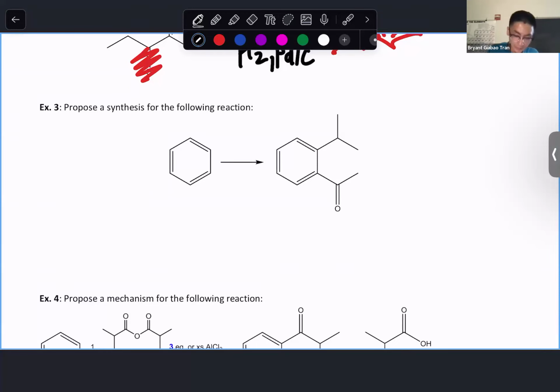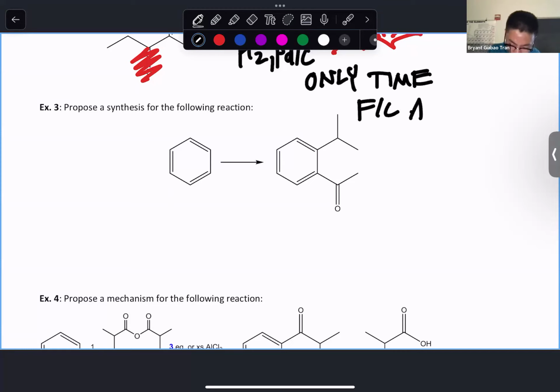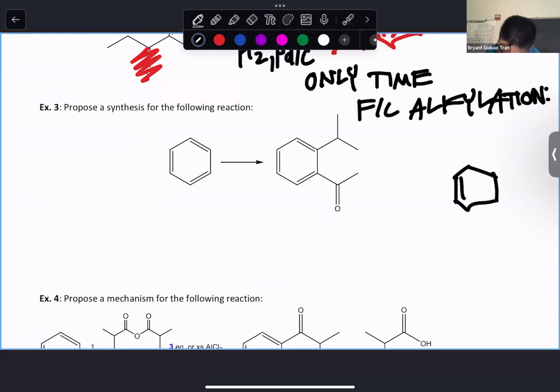Another important thing that you might have to know for this reaction is the only time you use Friedel-Crafts alkylation over acylation, because we always say alkylation is bad, like we don't use that, but this is the only time when you use Friedel-Crafts alkylation. Alkylation, right? Is when you want to get this kind of group right here, that isopropyl group, which is going to be, say, that and AlCl3.